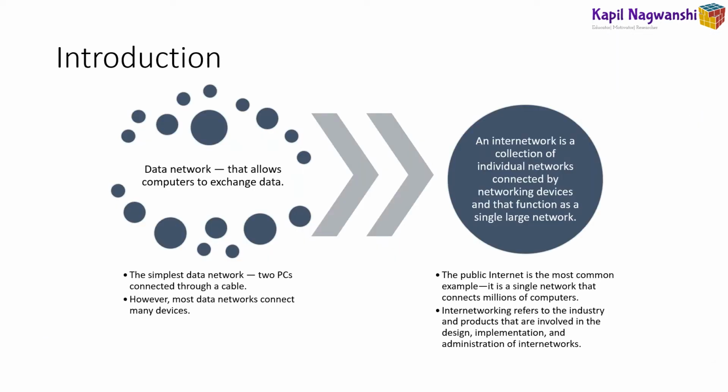Now let us discuss data network and internetwork. What is data network? Data network allows computers to exchange data, and the simplest kind of data network is connection of two PCs through a cable. While in case of internetwork, it includes a large variety of computers and devices. The public internet is the most common example. It is a single network that connects millions of computers. Internetworking also refers to the industry and products that are involved in the design, implementation, and administration of internetworks. Like IEEE is one of the bodies which provides a standard for how.